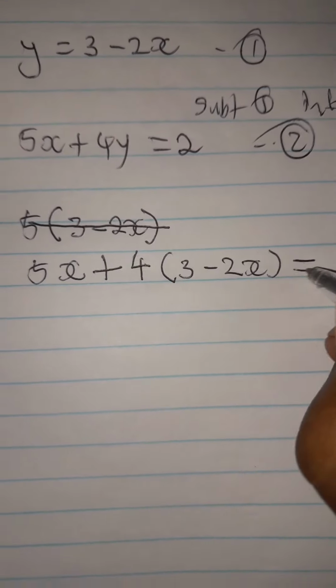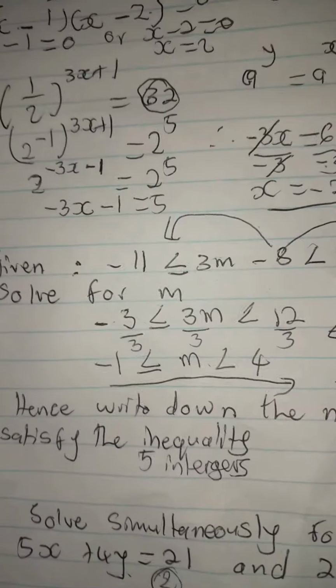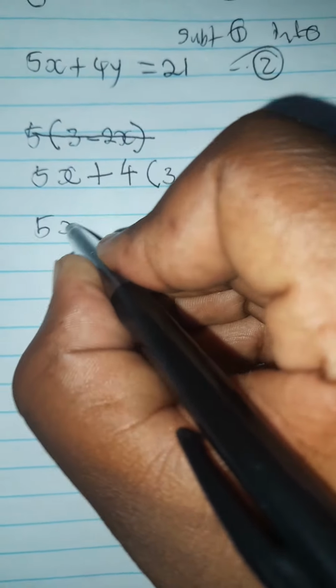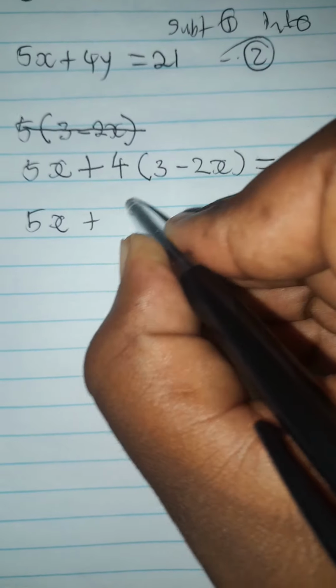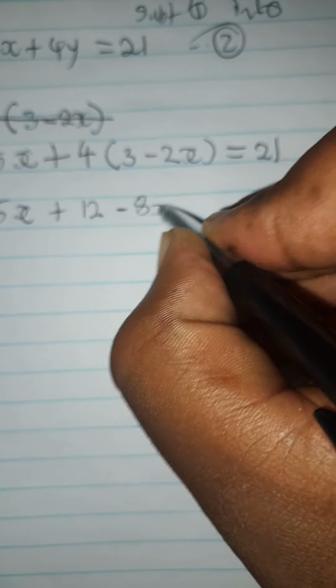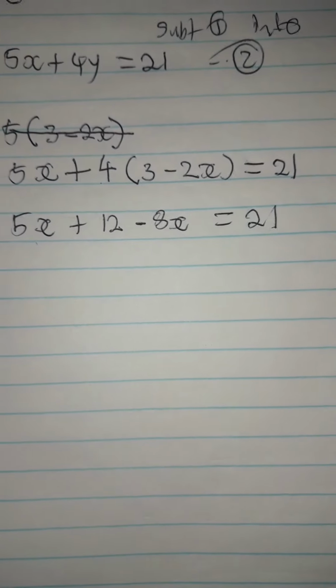Equated to... Okay, guys, let me go back to the original equation. It was equated to 21. Not 2. I did put 2. It was equated to 21. So let's work out this then. It's going to be 5x plus 4 times 3 will be 12. 4 times negative 2x, that will be negative 8x, right? Equated to 21. Then let's look at the like terms.